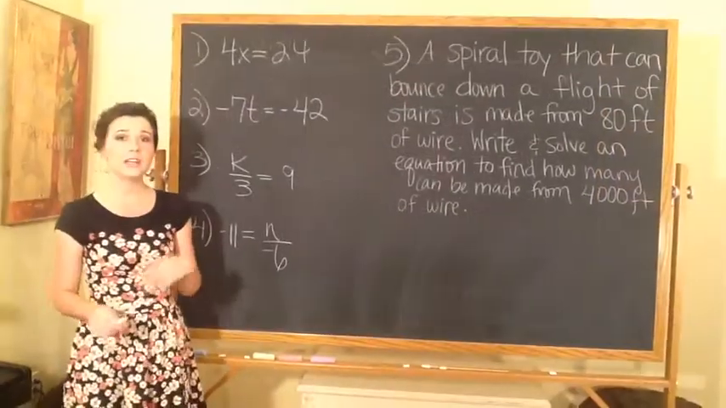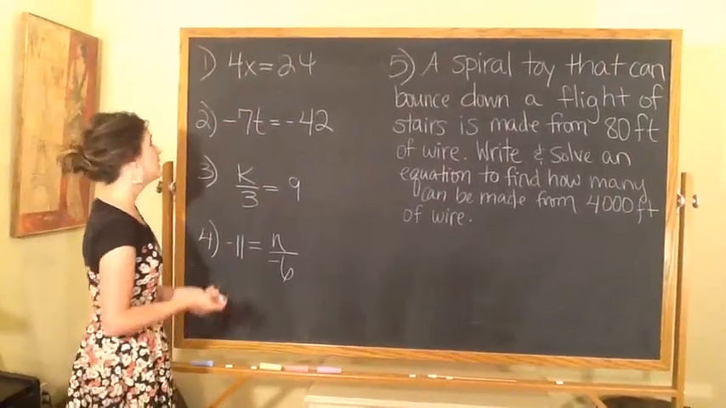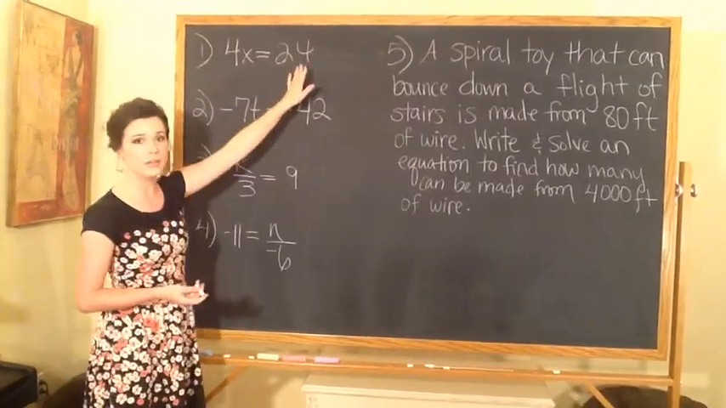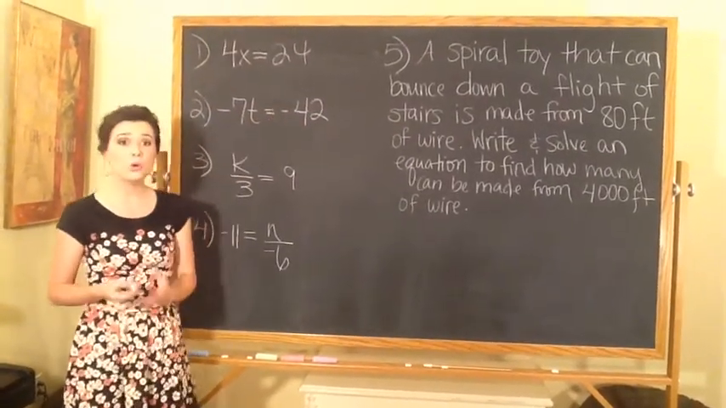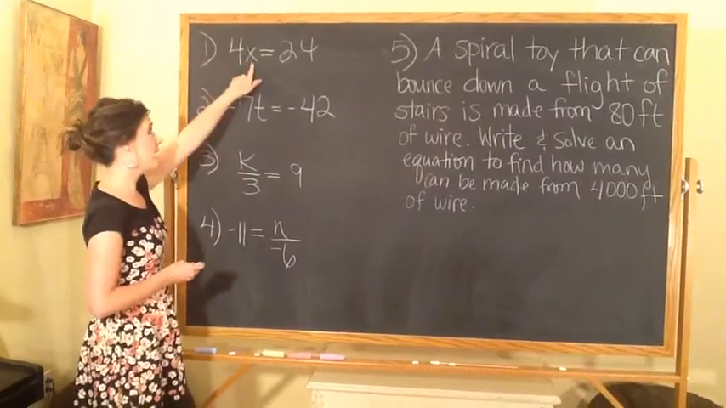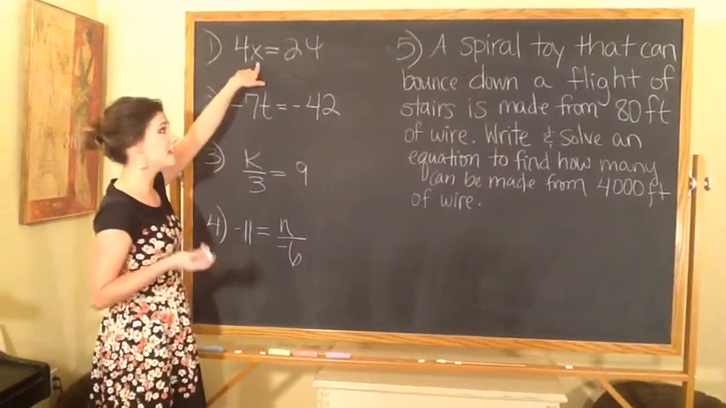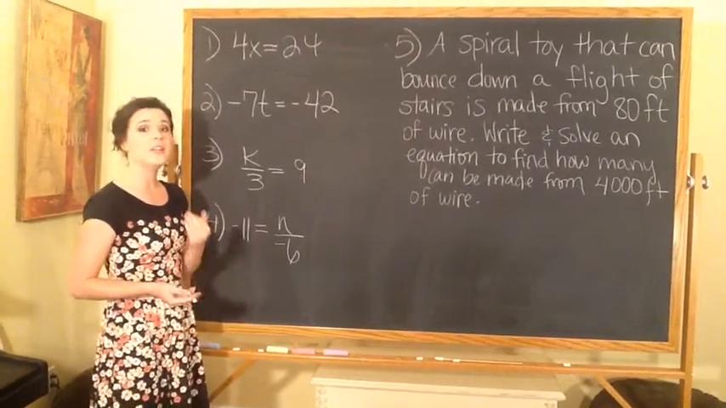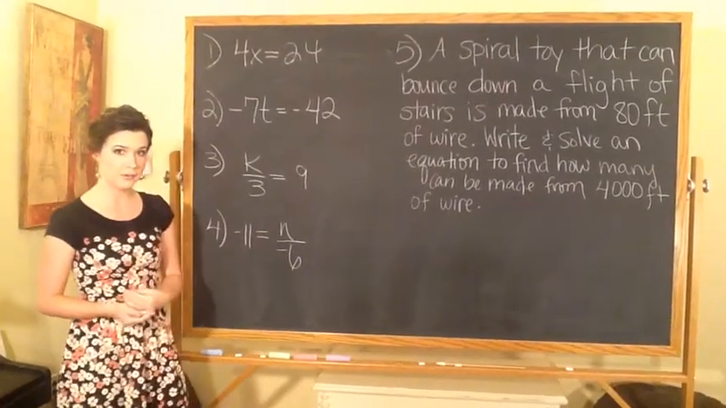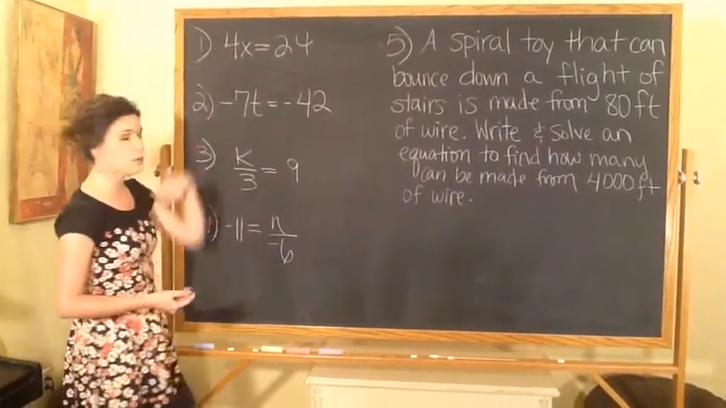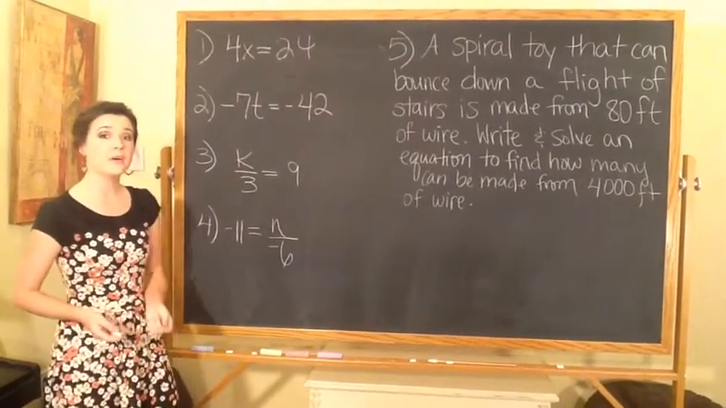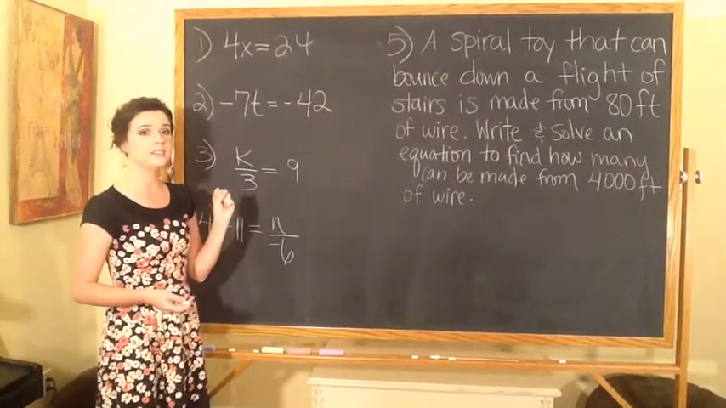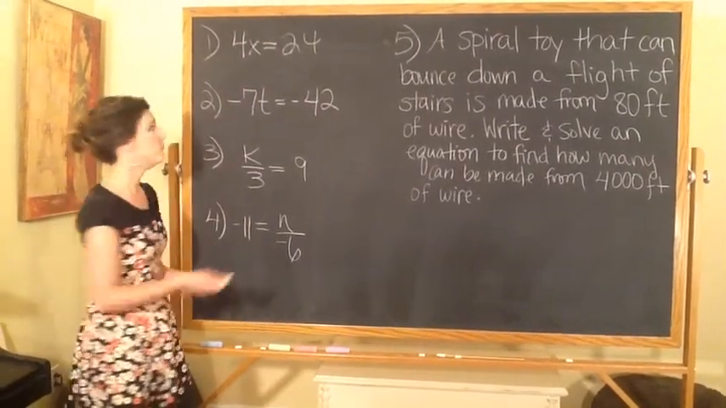Let's look at example number 1. Example number 1 says 4 times x equals 24. Our whole goal is to solve for x. In order to see what x is equal to, we have to get rid of the 4. So we need to use the inverse operation. In this problem, we are multiplying, so we need to divide by 4 to cancel it off of both sides so that we can see what x is equal to.